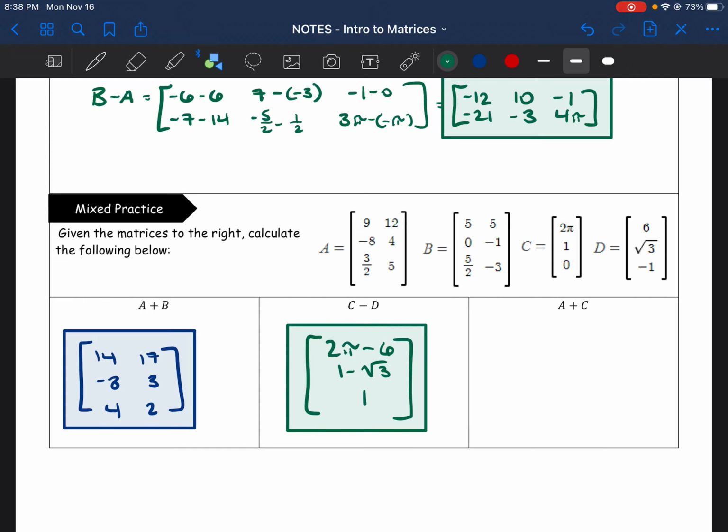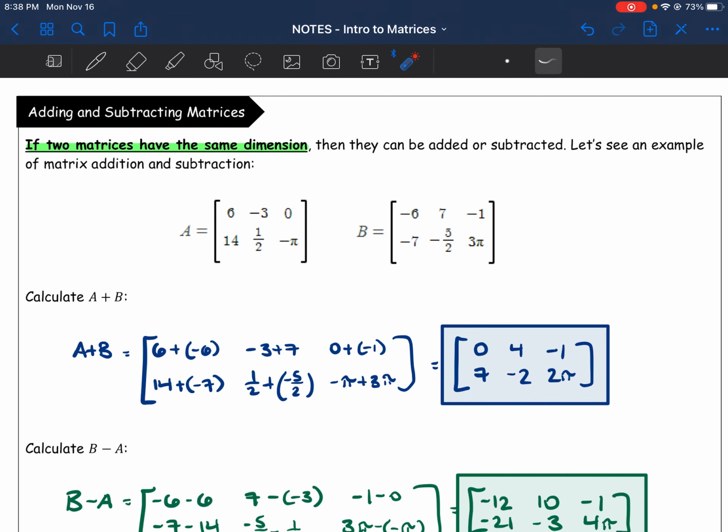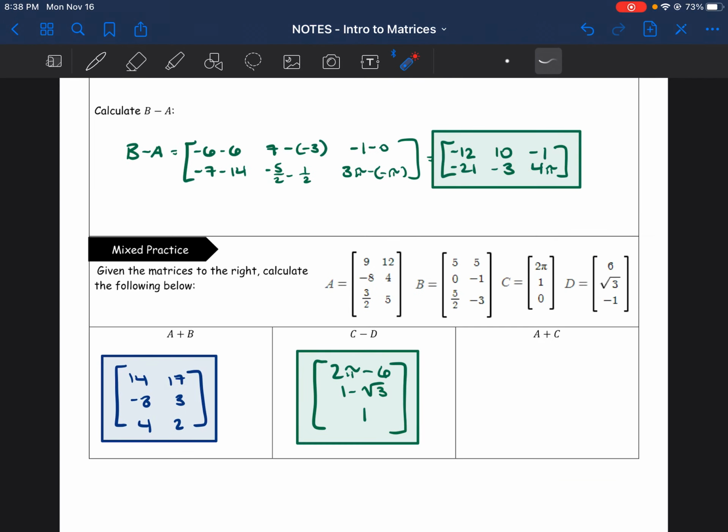Okay. For the last example problem, for A plus C, well, if you tried it in the matrix calculator on Desmos, you're going to find a little error message. And the reason is because we cannot add these matrices because they have different dimensions. Remember that in order to add or subtract matrices, they must have the same dimension. So I'm going to write right here, we cannot add or subtract matrices with different dimensions.